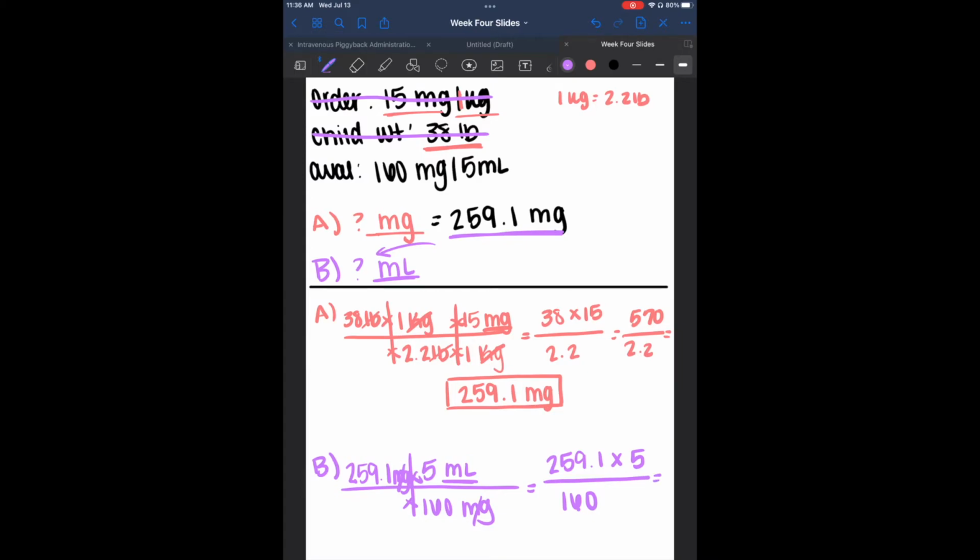So we have 259.1 times 5, divide that by 160, and now on our calculator we get 8.096875. So our same rounding rules from week 2 for milliliters apply. We're giving more than 1 milliliter, so we're going to round to the nearest tenths, meaning that we are going to give this child 8.1 milliliters of Tylenol.